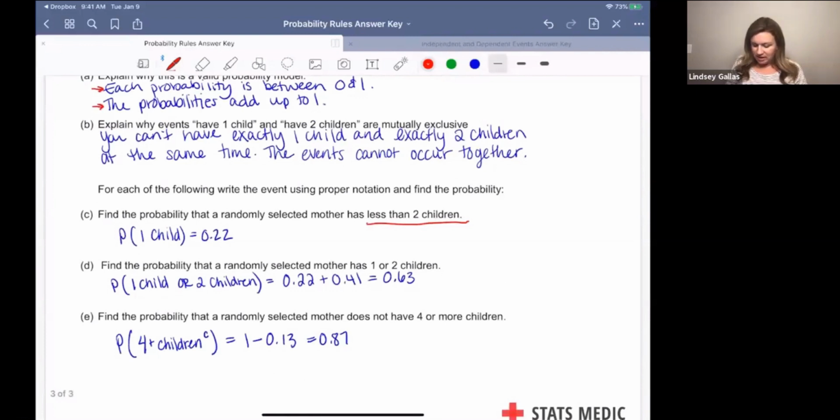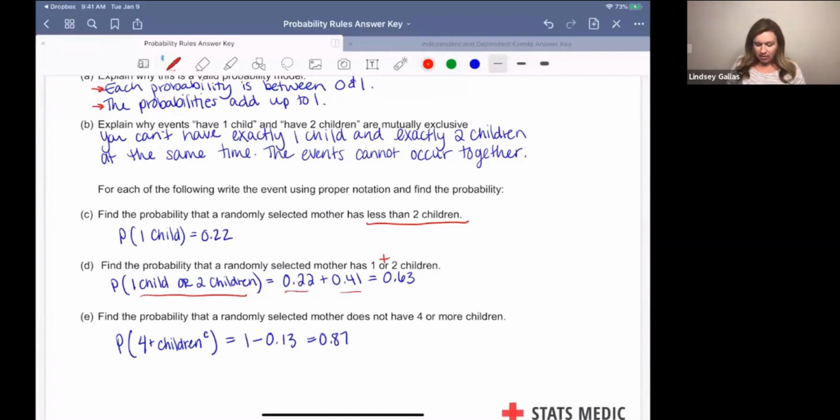Find the probability that a randomly selected mother has 1 or 2 children. So this is one of our OR problems. We already talked about how you can't have both at the same time. They're mutually exclusive. So this means I am going to add them up. Notationally, I wrote here probability of 1 child or 2 children. I just found both of those probabilities and added them up.